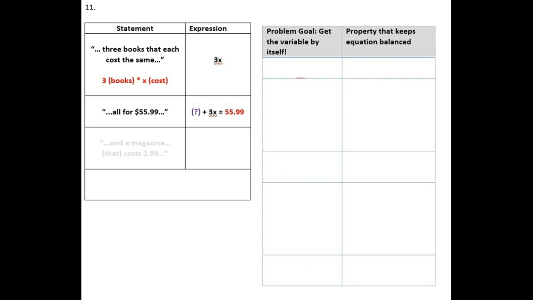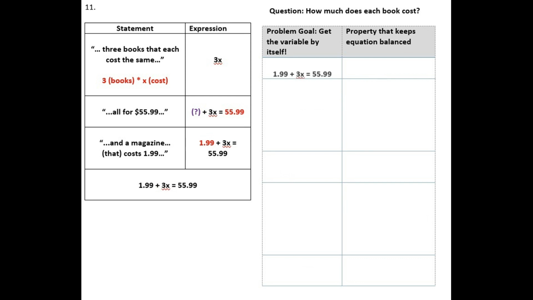And how do I know that there's something else? Well, whenever you're creating your equation, always leave room to add or move things around. For example, right here, we have a magazine that we know costs $1.99. So $1.99 plus 3X equals $55.99. That's our equation. And we know there's nothing else there because we go back and reread our word problem. There's no more information. The question now is, how much does each book cost?